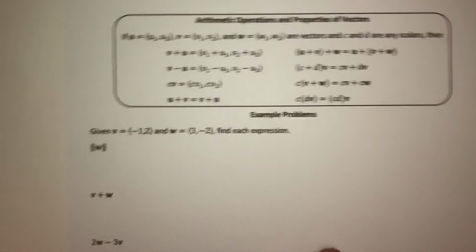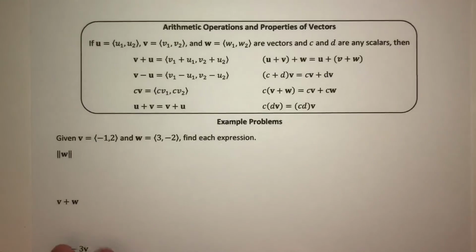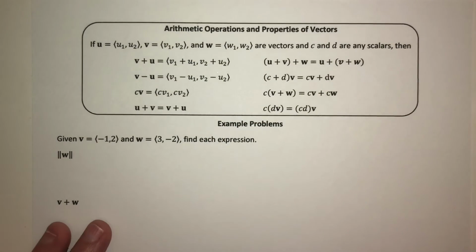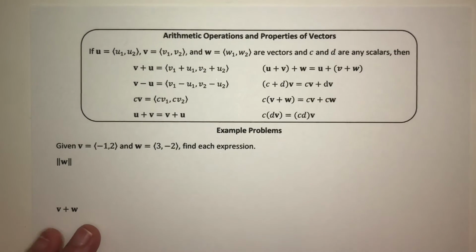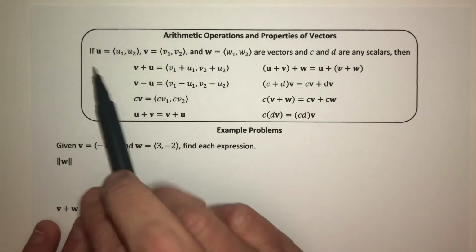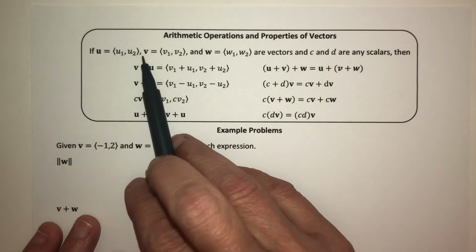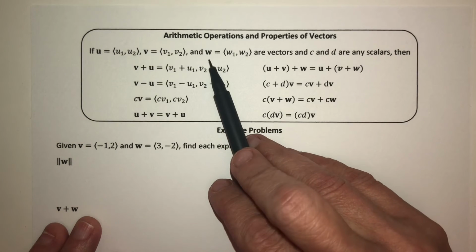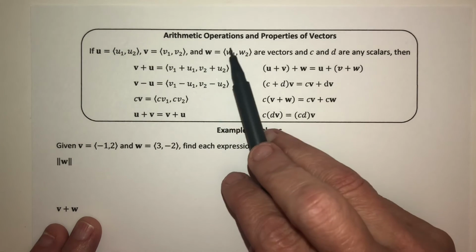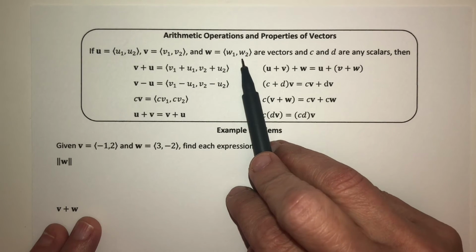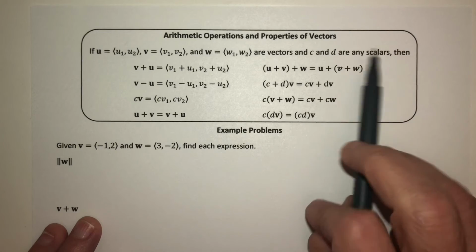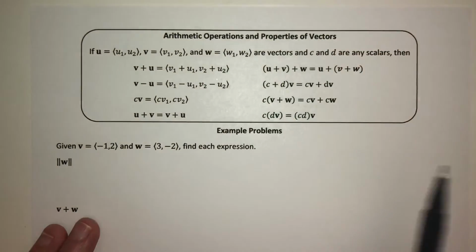Now, we could go through the proofs for all of this, but here are your basic arithmetic operations and properties of vectors. U is a vector with components u1, u2. V is a vector with components v1, v2. And W is a vector with w1, w2. C and D represent scalars. Okay, so then we have all of these properties.